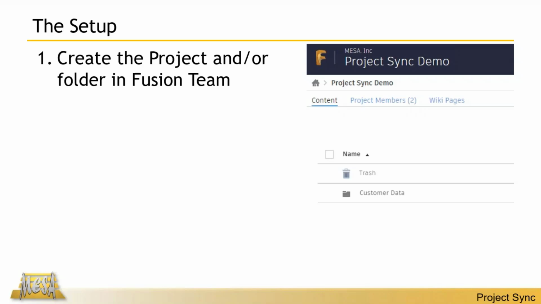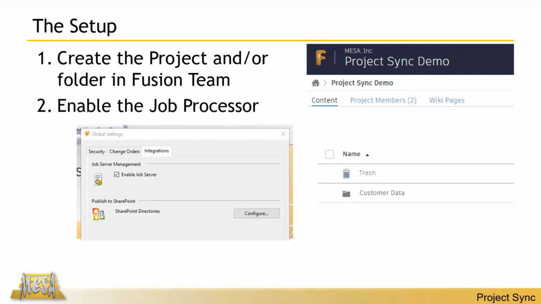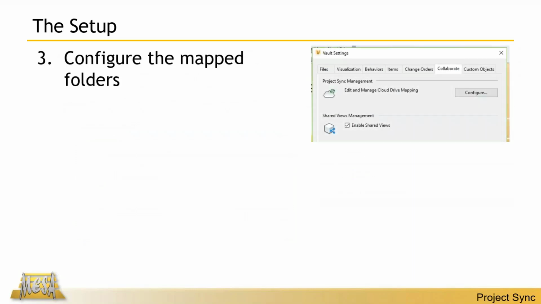So we have to have a site. We have to create the folder that's going to receive the data. We're then going to go into the Vault, make sure the job processor is enabled, and make sure the job processor is running on at least one client machine. And the best machine for that might be the machine that you use for an intern or a spare machine.